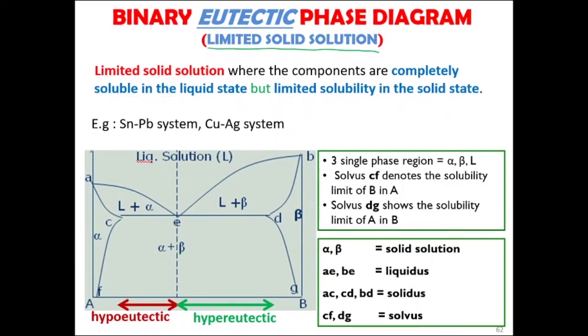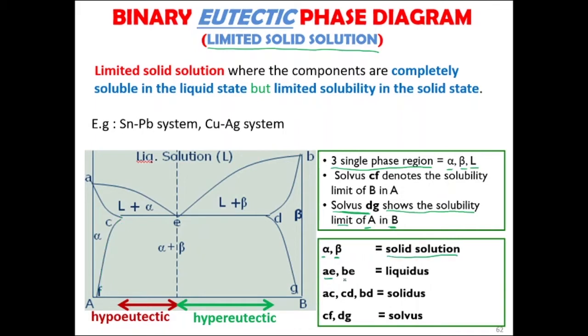As a reminder once again, the y-axis shows the temperature axis and the x-axis shows the composition, weight percentage of component B. For the limited solid solution phase diagram, you can see there are three single phase regions, which are the alpha phase region, beta phase region, and liquid phase region. Solvus line CF over here: CF denotes the solubility limit of B in A. Solvus line DG over here: DG shows the solubility limit of A in B. In this example, alpha and beta are used to denote the solid solutions.